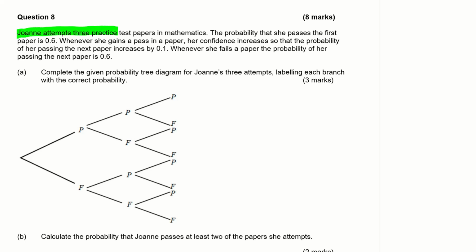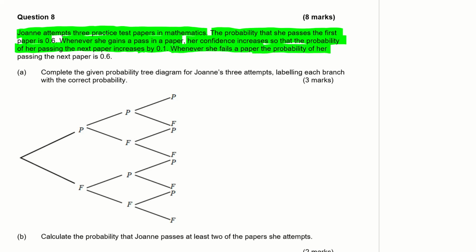Joanne attempts 3 practice test papers in mathematics. The probability that she passes the first paper is 0.6. Whenever she gains a pass in a paper, her confidence increases, so the probability of her passing the next paper increases by 0.1. Whenever she fails a paper, the probability of her passing the next paper is 0.6.